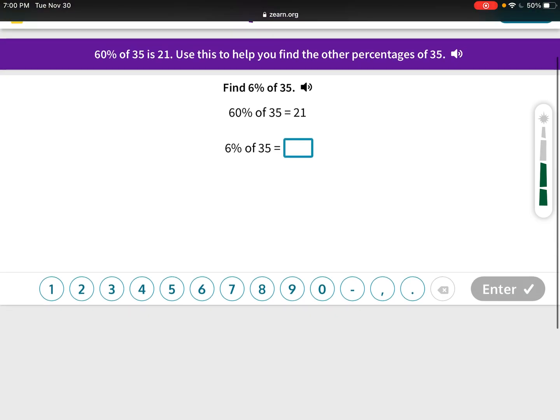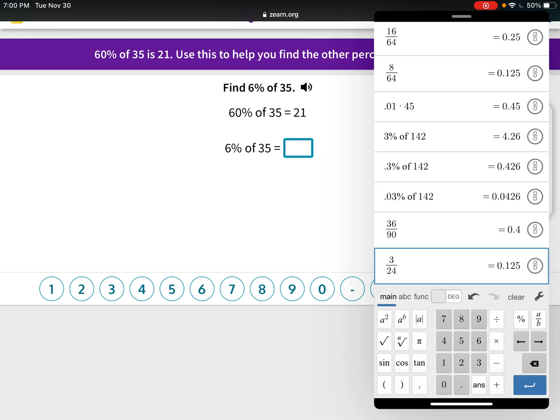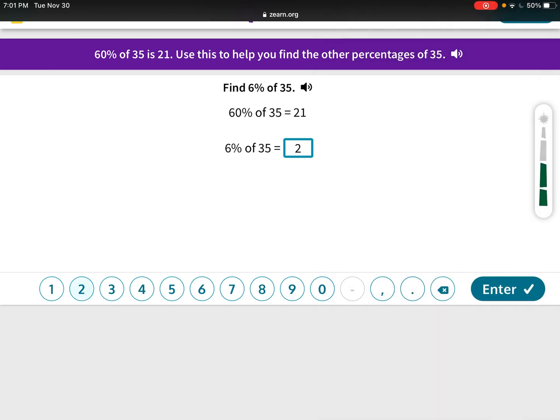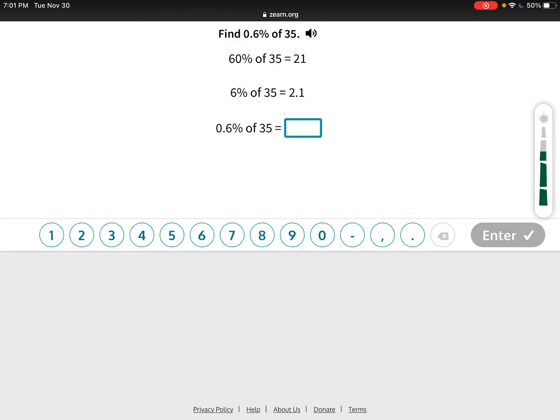Click the brain. So 60% of 35. And then it wants 6% of 35. So you can once again do this with Desmos. It's 2.1. Then we're going to do 0.21.